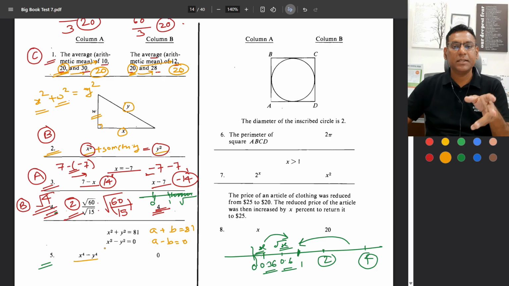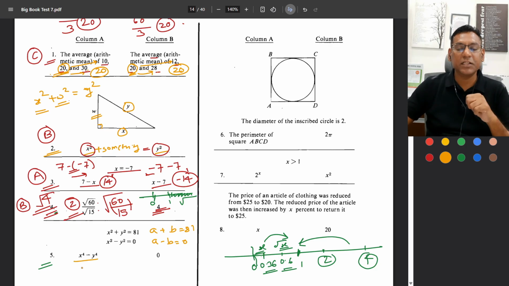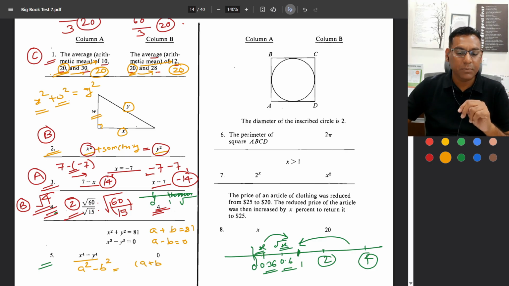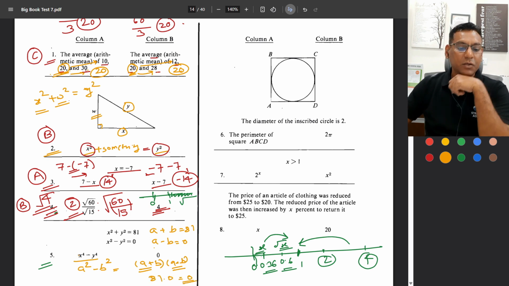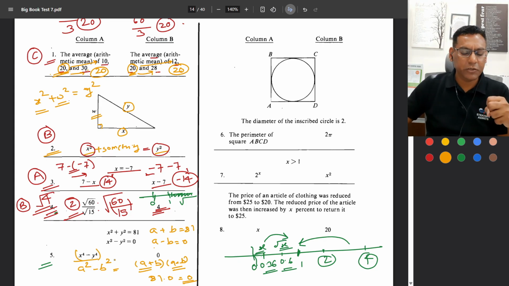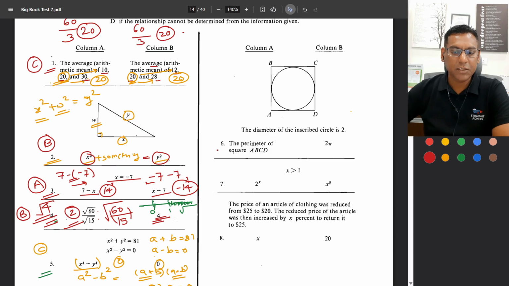If x square is a, then x raised to 4 is going to be a square. Same thing, this is going to be b square, and now I'm going to use the formula of a square minus b square is a plus b into a minus b. So if I look at it this way, these two values are already given to me. This is a plus b and this is a minus b, so I get 81 into 0 is 0, right? Just a little bit of imagination and I'm able to do that. So I get 0 here, I need to compare that with another 0. Both quantities are same, answer choice C. Let's look at question 6.